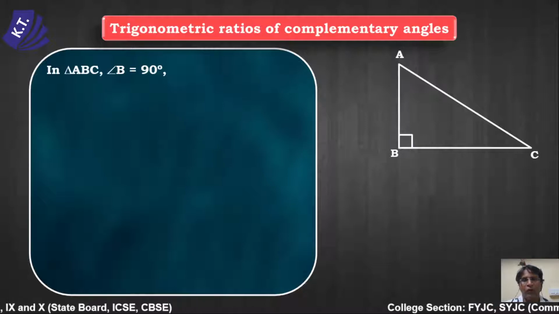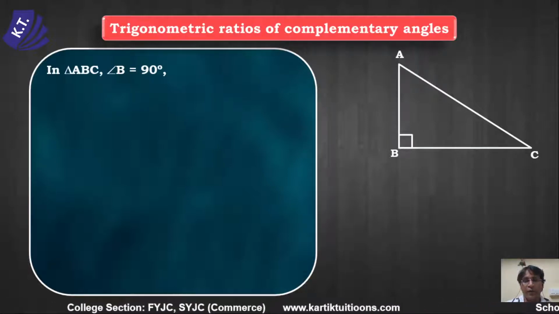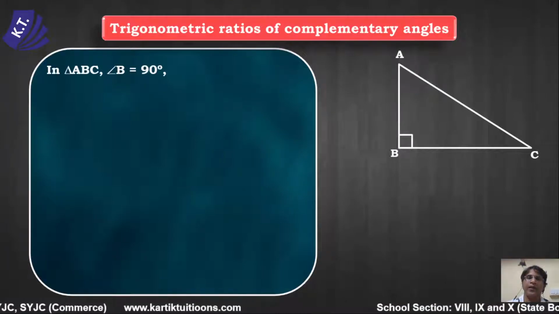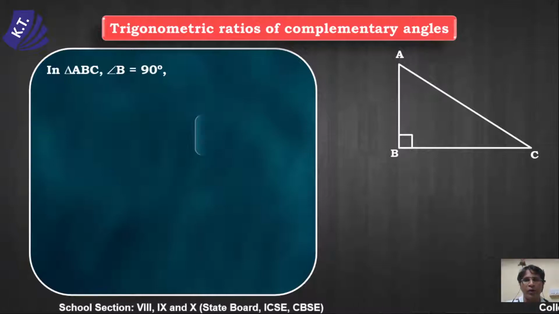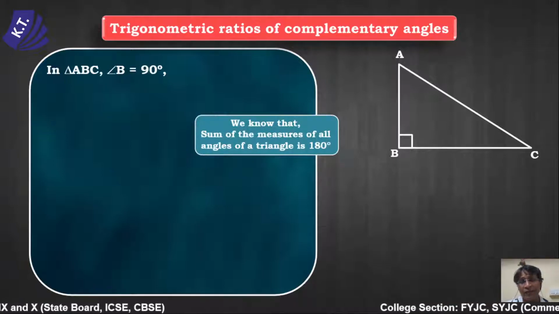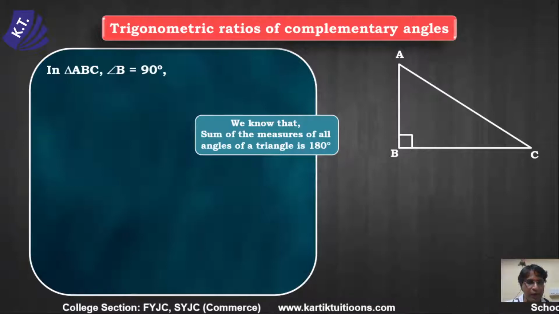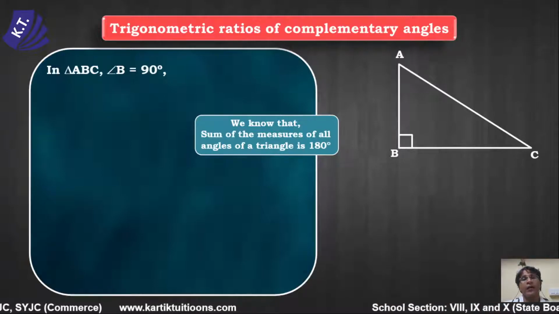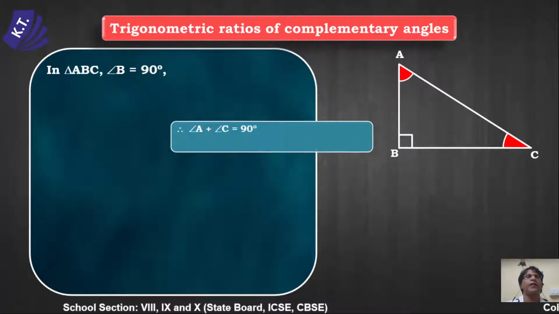Now we know in a triangle the sum of all angles is equal to what? 180 degrees. Now out of three angles, one angle is 90 degrees, so my remaining two angles total has to be less than 180. Now, if you just use your presence of mind, you will find that angle A plus angle C will give us the total of 90 degrees.